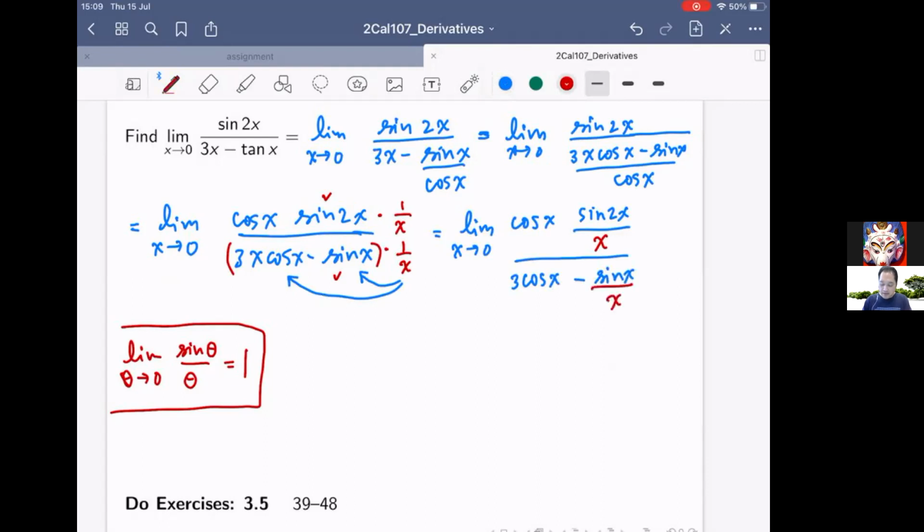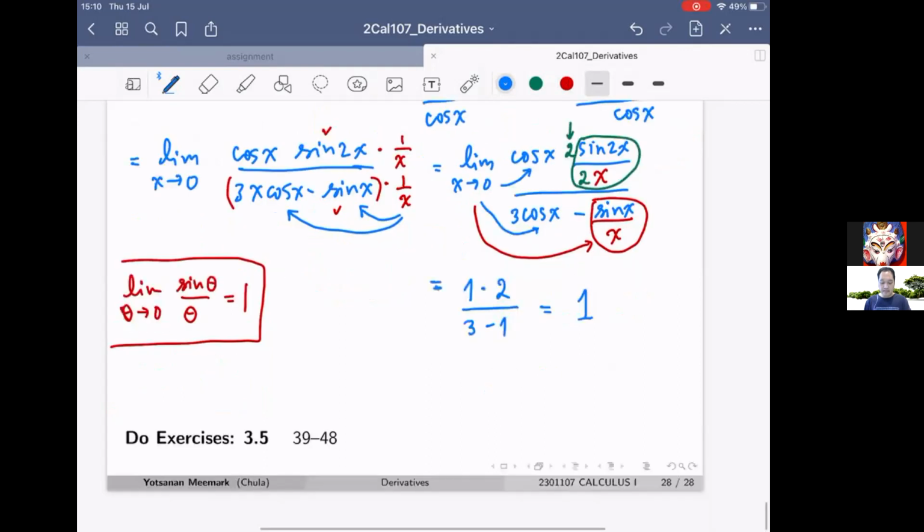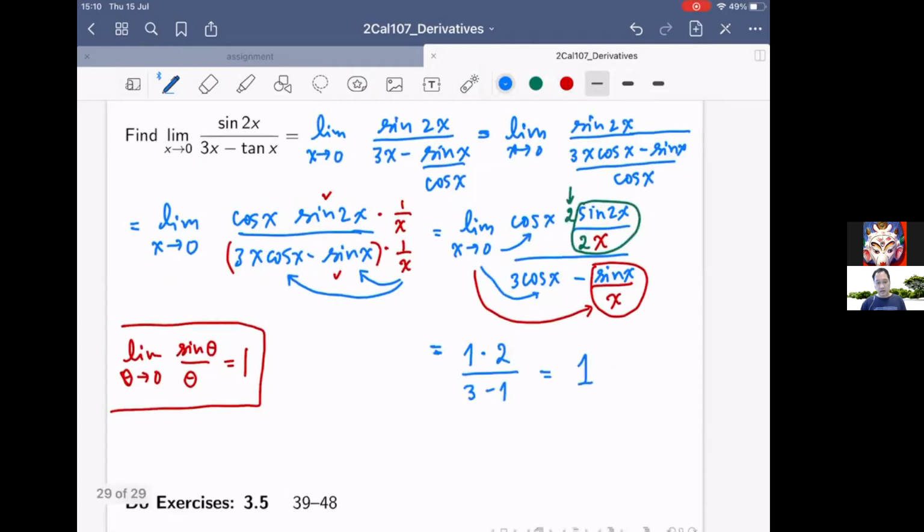So for this one, as x goes to 0, it immediately goes to 1. But this one you need to manipulate by 2 and 2 so that this one goes to 1, but you still have that 2 left. So as x goes to 0, the first term becomes 1 and 2, and then this one becomes 3 minus 1. So you got 2 over 2, which is 1. So this is the technique that you may need to look at.